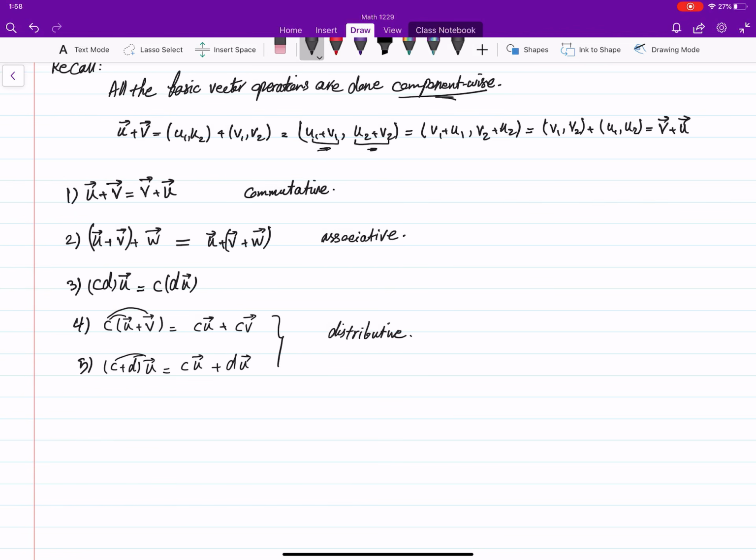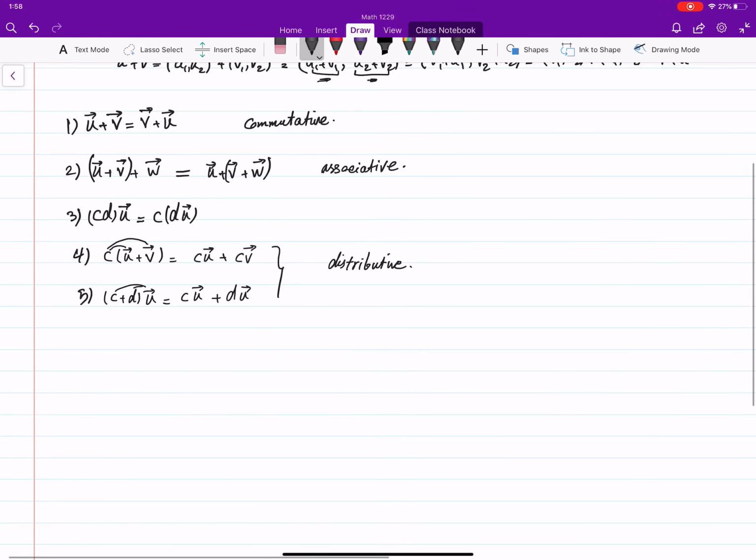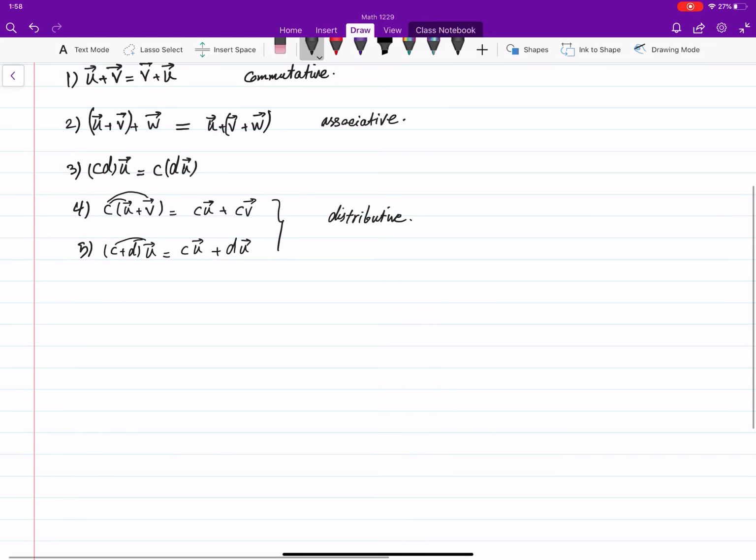These are the main properties that I want you to learn, but there are a few more things. For example, you add vector 0 to any vector. Vector 0 is a vector that has all components equal to 0. So you're adding basically components of u to 0 components, so it will give you the u back.